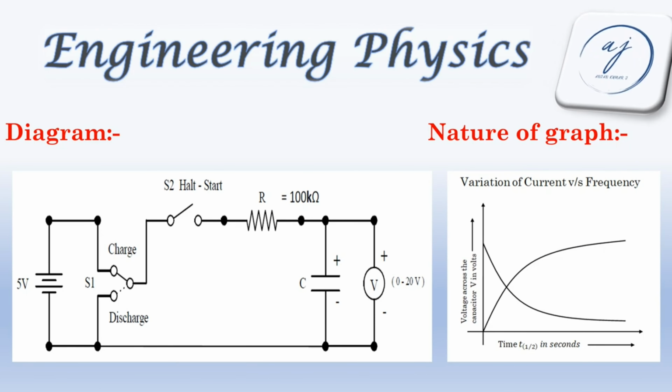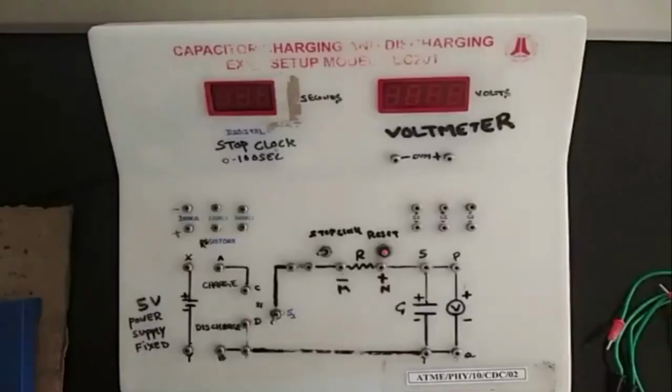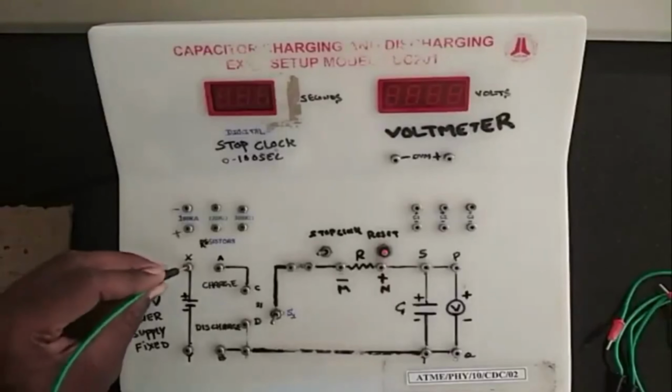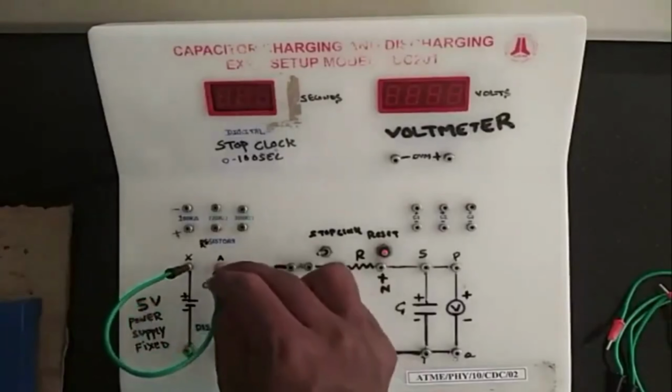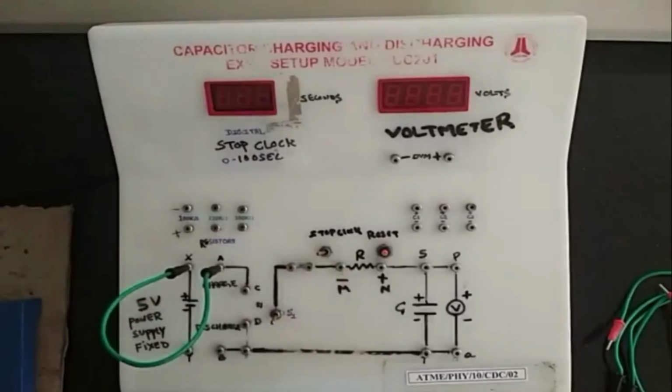Circuit diagram is as shown and the circuit connections are made as shown in the figure. Once we perform the experiment, the nature of the graph is as shown. The graph is plotted of potential difference, that is voltage across the capacitor, versus time. The positive end of the battery is connected to the circuit and the negative end of the battery is also connected to the circuit.